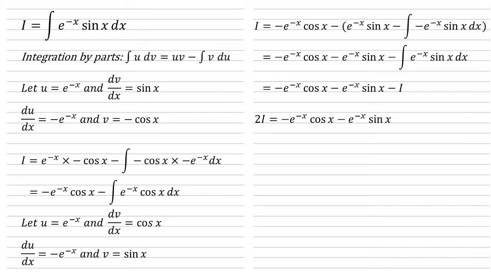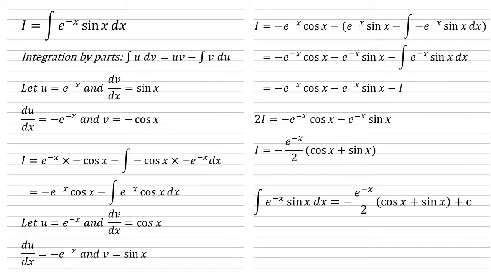Dividing both sides by 2 and factorising the minus e to the minus x gives us that I equals minus e to the minus x over 2 times cos x plus sine x. So there we have it. The integral of e to the minus x sine x dx is equal to minus e to the minus x over 2 multiplied by cos x plus sine x plus c.